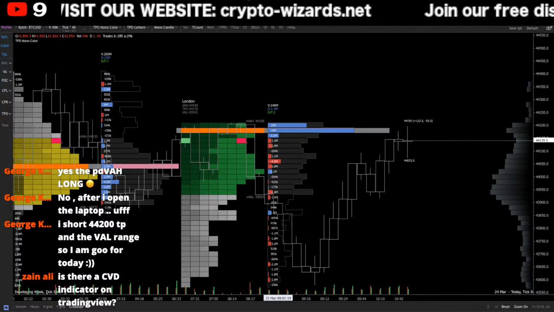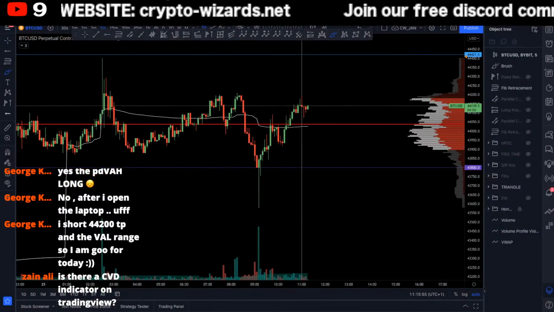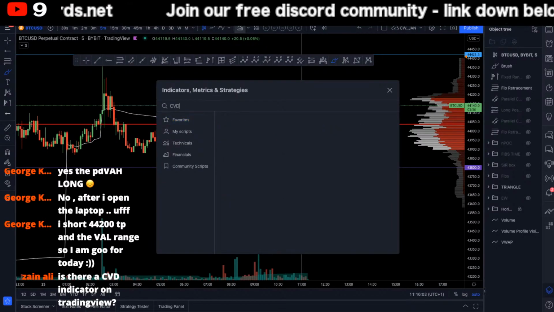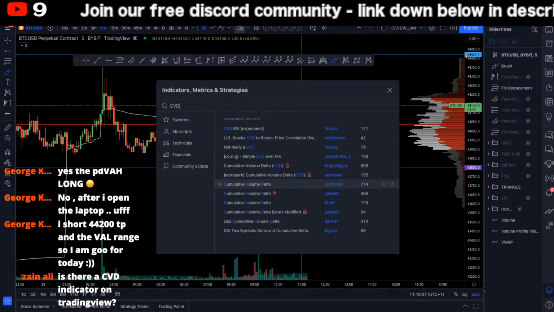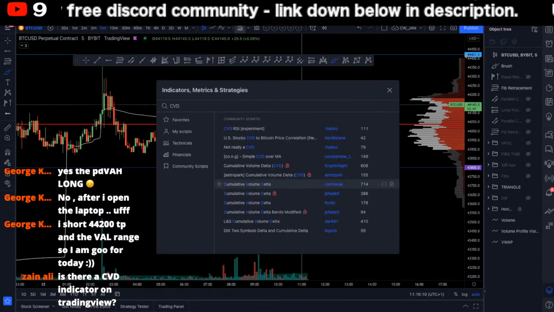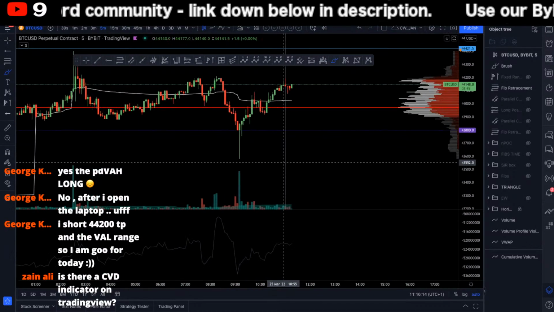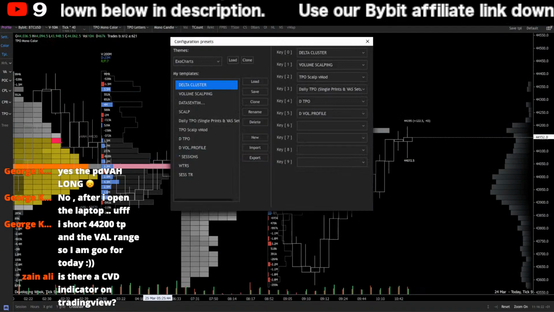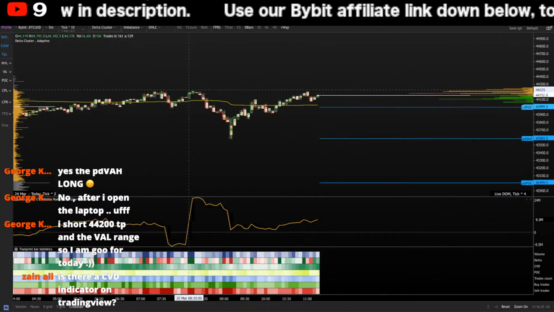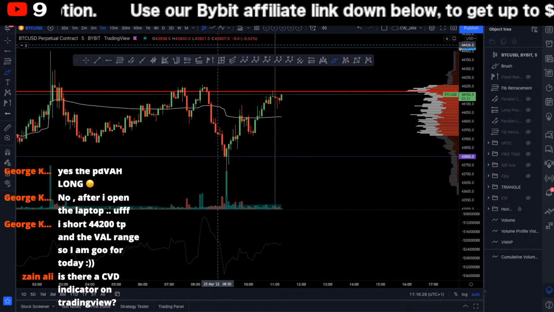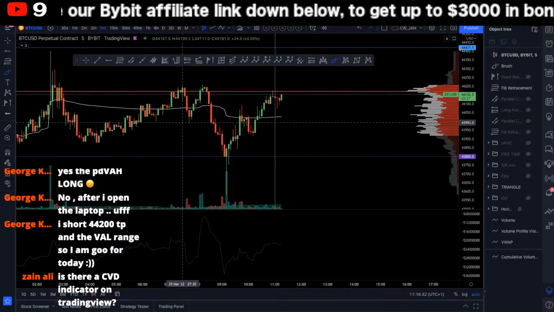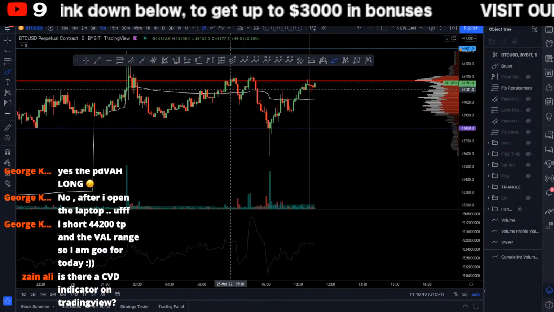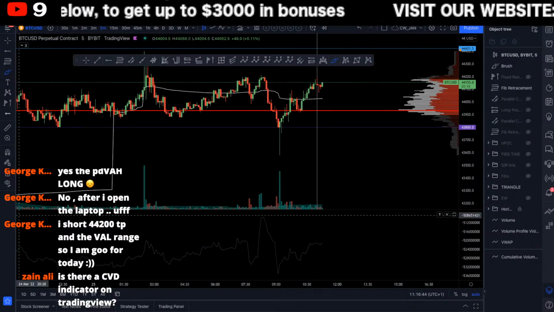Is there a CVD indicator on TradingView? I don't think so. Not sure. There is something that looks like CVD. Let me compare it. Yeah, this is giving you different values than the Exo Charts. I wouldn't really trust this, to be honest. Just simply use Exo Charts.